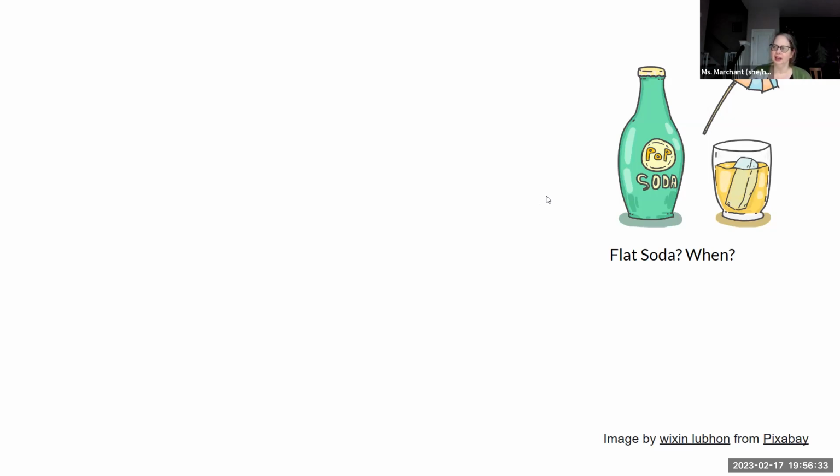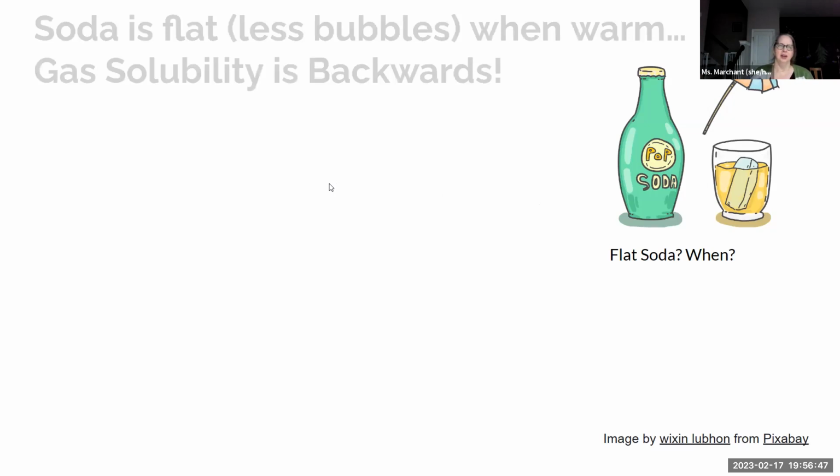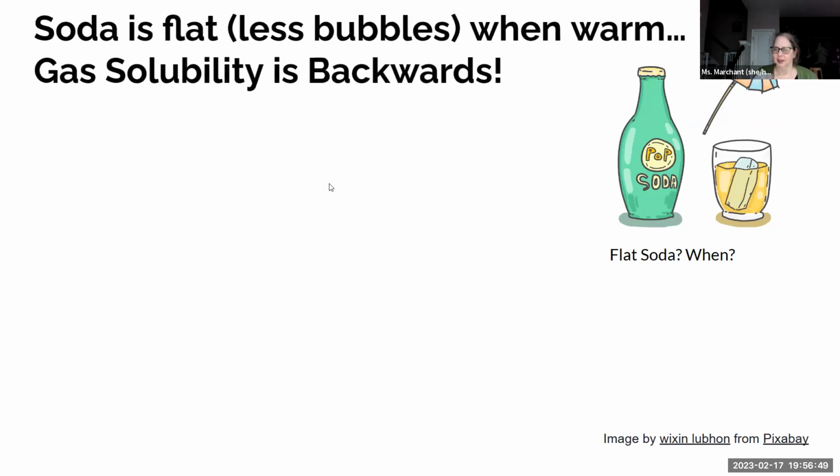We just said if we increase the temperature, we can get more sugar to be dissolved. That's absolutely right. The soda is not the right way. As we increase the temperature, our soda gets more flat, so less is dissolved. Gas solubility is backwards. That's our little hypothesis that we're going with. That carbon dioxide works differently.